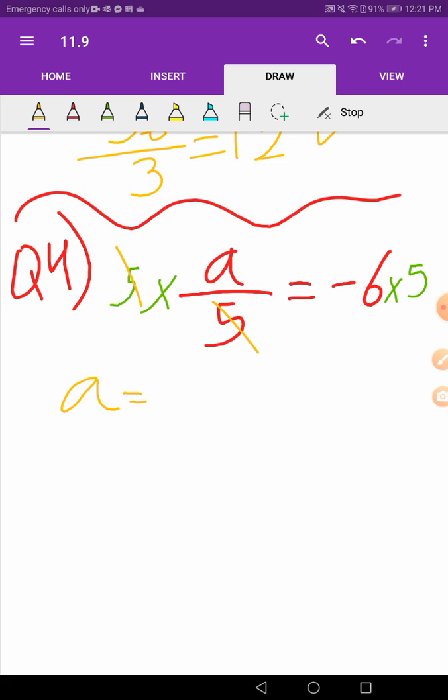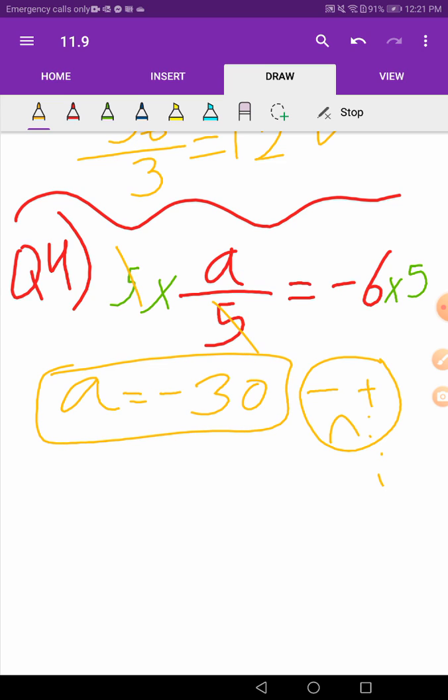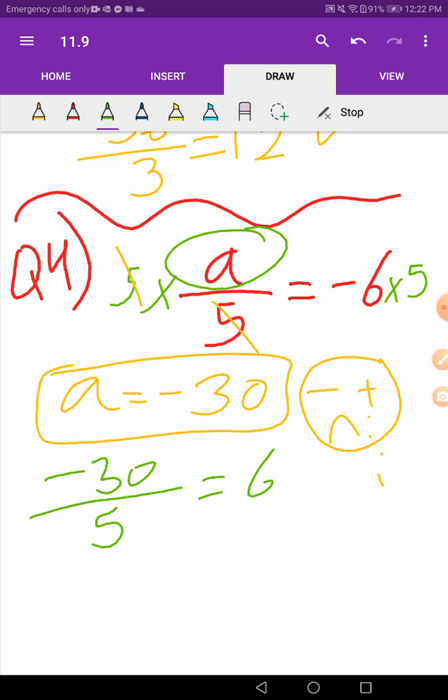Now we have a negative number times a positive number. Remember, negative times positive, the answer is negative. 6 times 5 is 30. Let's check by replacing the a by negative 30. Is negative 30 divided by 5 equal to negative 6? 30 divided by 5 is 6, and negative divided by a positive means negative. So my answer is correct.